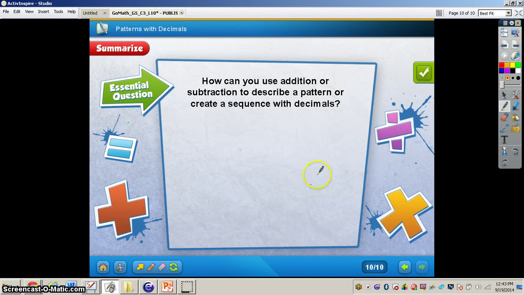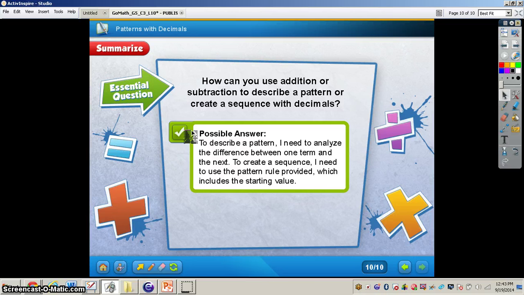Wrapping up the video, the essential question: how can you use addition or subtraction to describe a pattern or create a sequence with decimals? To describe a pattern, you need to analyze the difference between one term and the next. To create a sequence, you need to use the pattern rule provided, which includes the starting value. So if you have any questions about patterns with decimals, please come and see me.